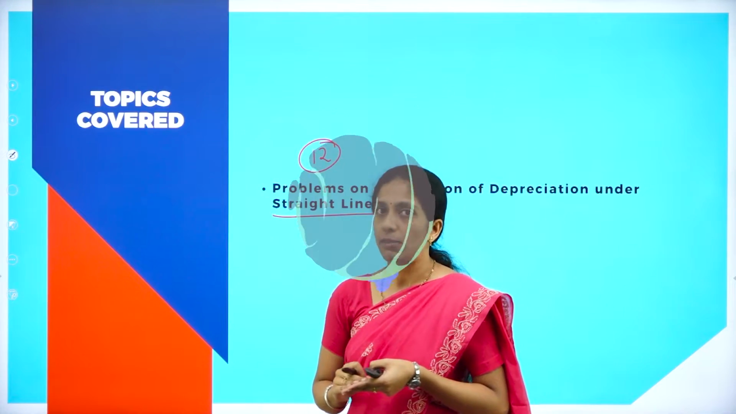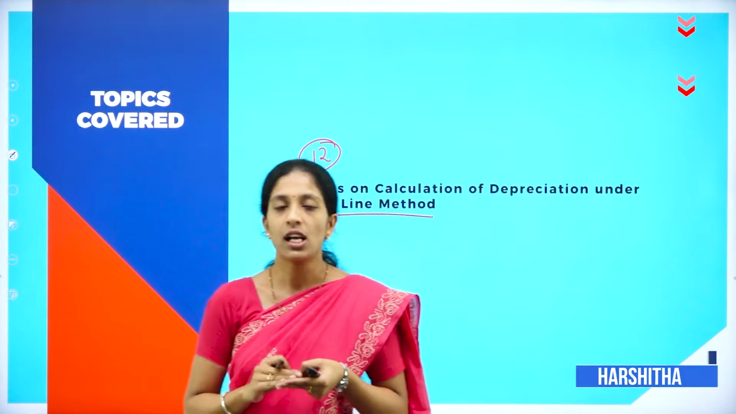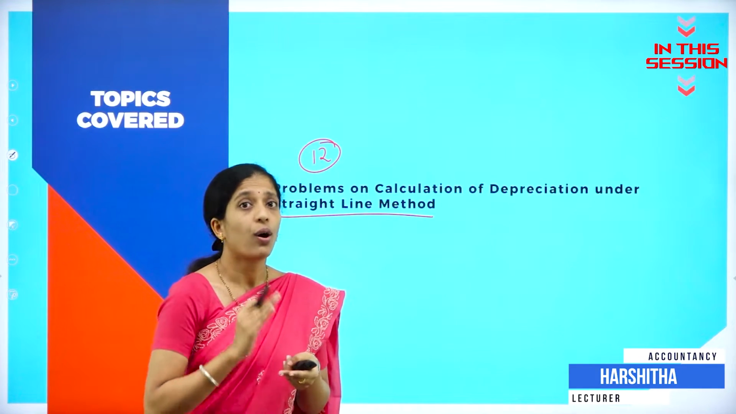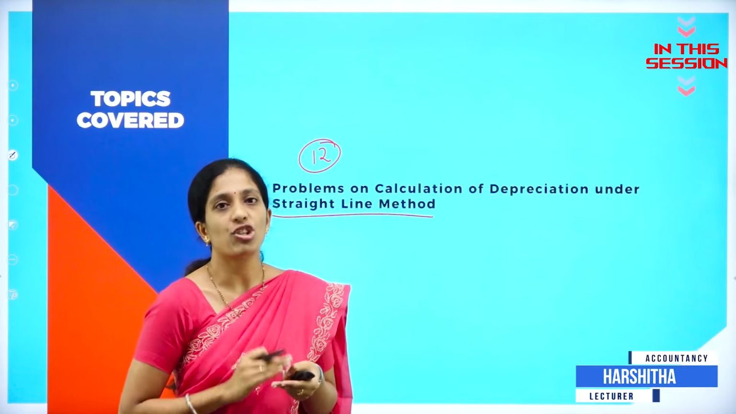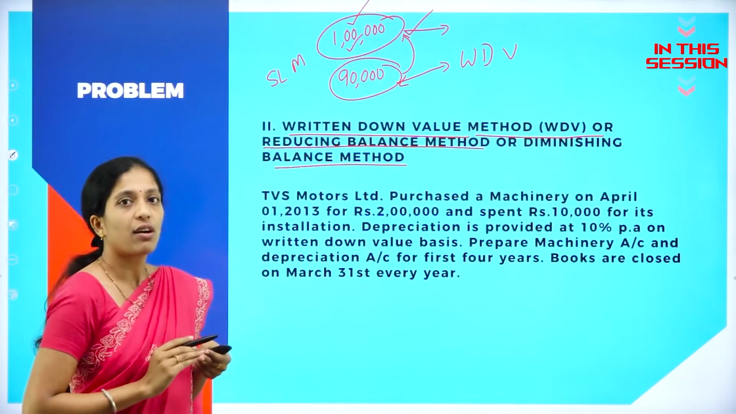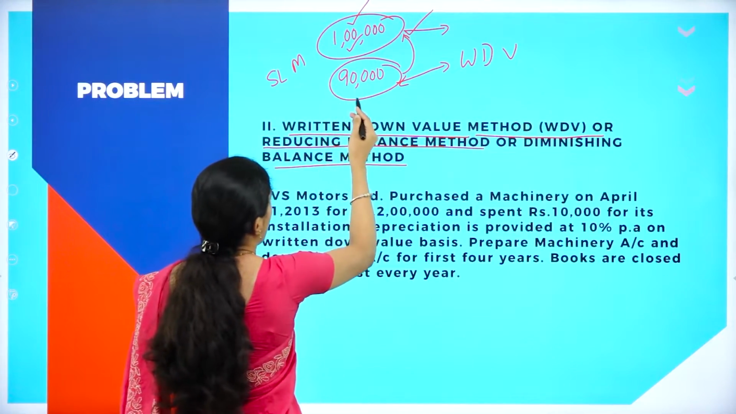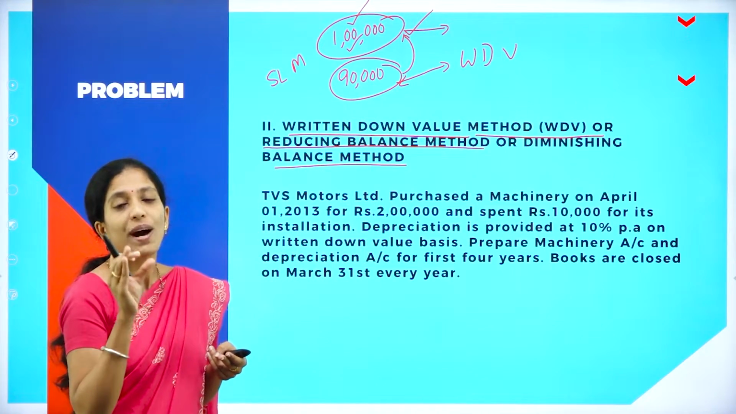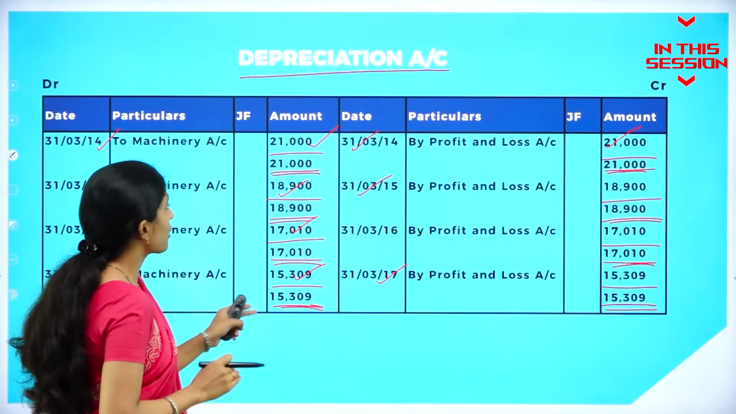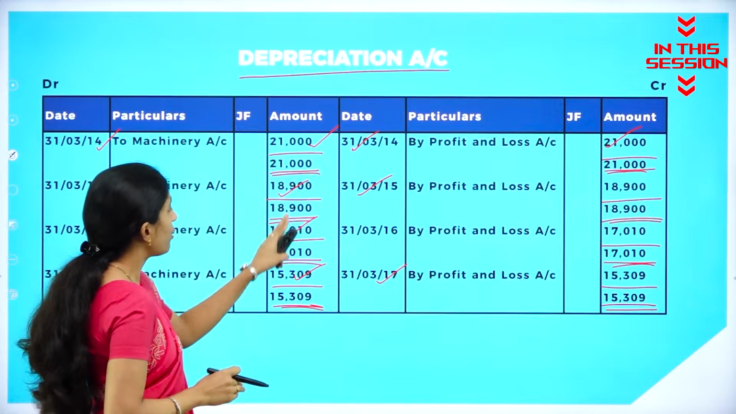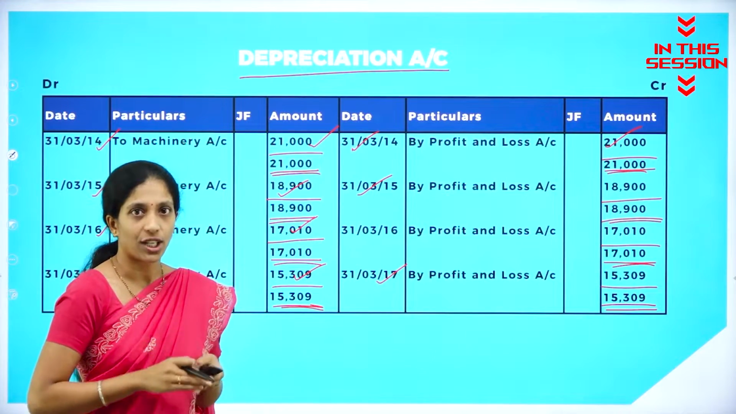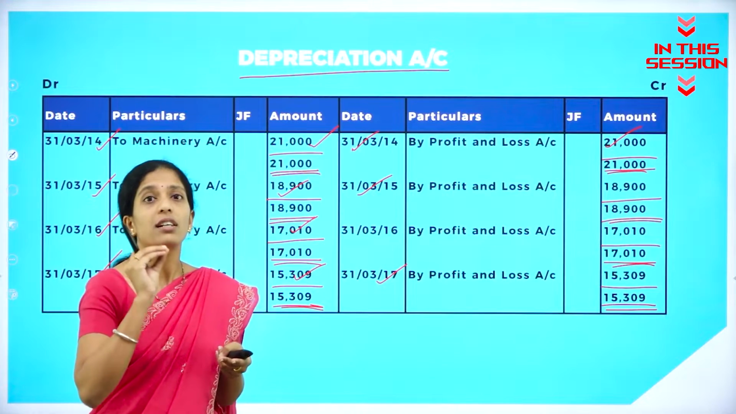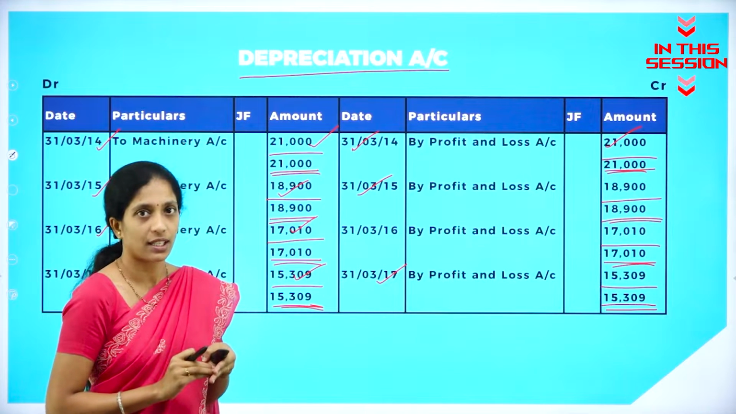There are two important methods to calculate depreciation. One is straight line method, the other one is written down value method, or it is also called diminishing balance method. But under written down value method, as and when the asset value goes on decreasing, we are going to calculate on the reduced value of an asset. In case of written down value method, the value of depreciation goes on diminishing, because each and every year we are going to calculate the depreciation on written down value of that particular asset.